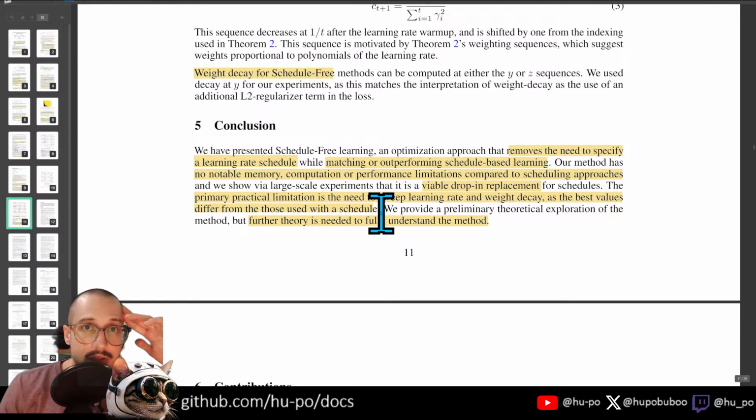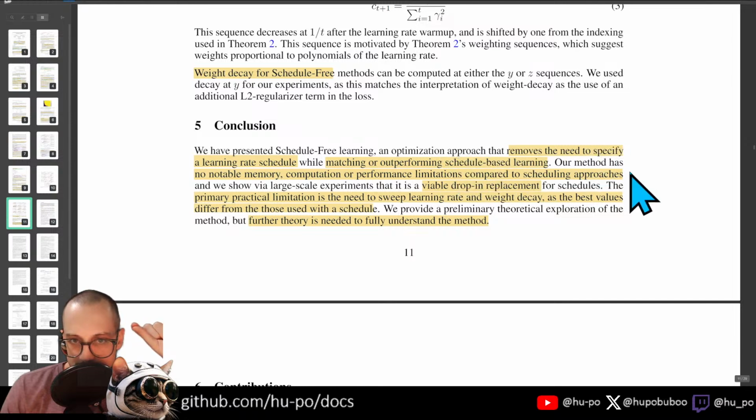Conclusion. Removes the need to specify a learning rate schedule while matching or outperforming schedule-based learning. No notable memory, computation, or performance limitations compared to scheduling approaches, but it's not an improvement. Right? It's not an improvement in memory or compute. It's about the same memory, about the same compute. It's a viable drop-in replacement.